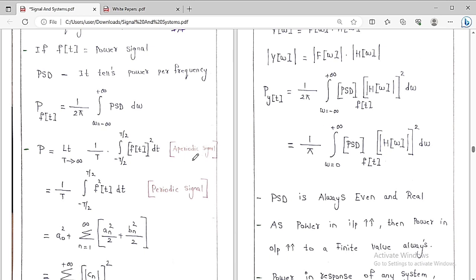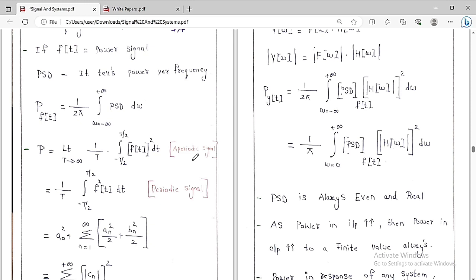Now the next point is, if f of t is a power signal, then PSD tells power per frequency. So how much power is present per frequency, we are going to know with the help of PSD. If f of t is an energy signal, what is the meaning of ESD? Energy per frequency, meaning the amount of energy present at each frequency. Here it is a power signal, so PSD is going to tell you the amount of power present per frequency. This is the point you always have to keep in your mind.